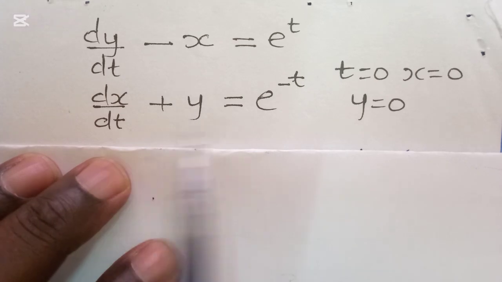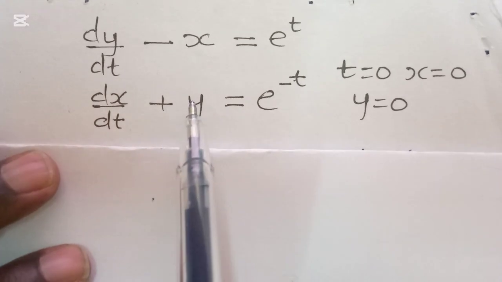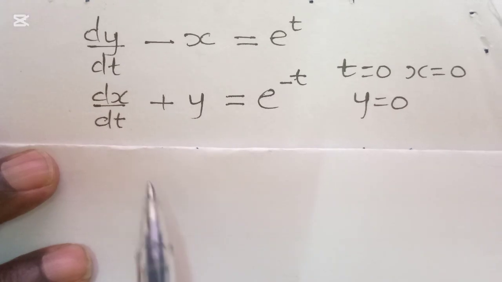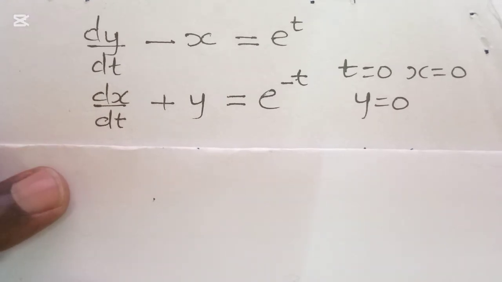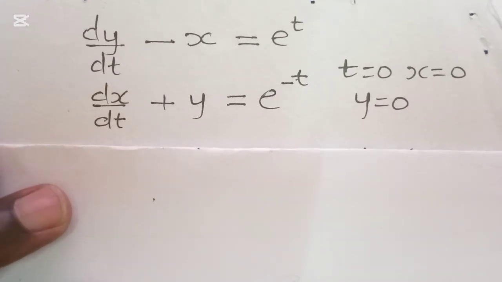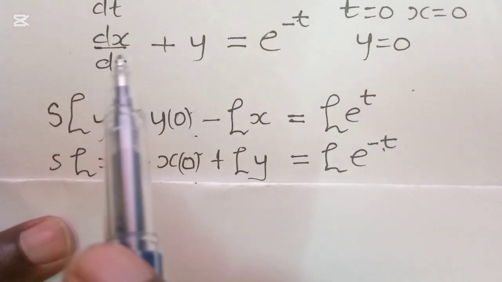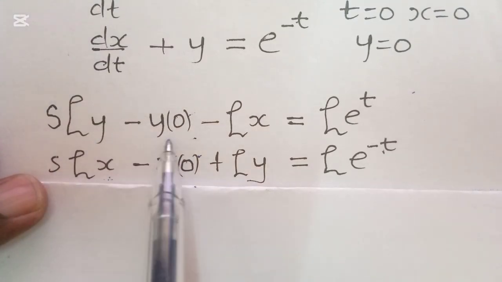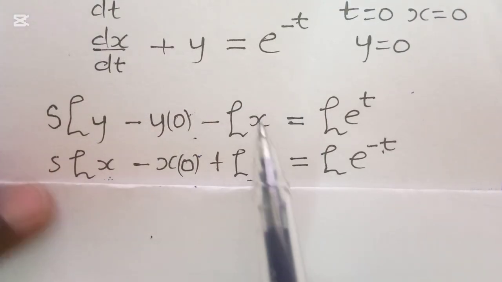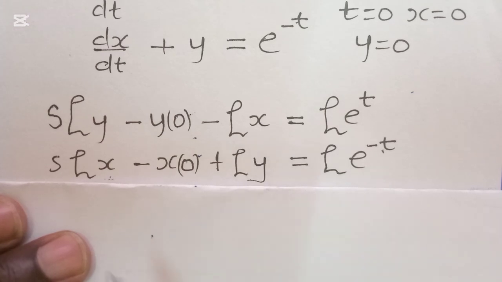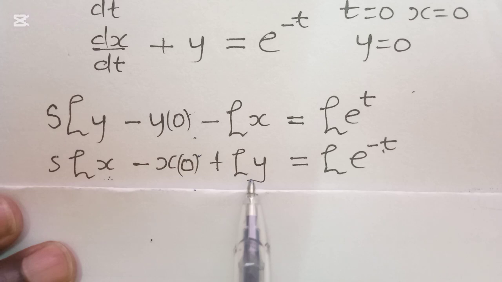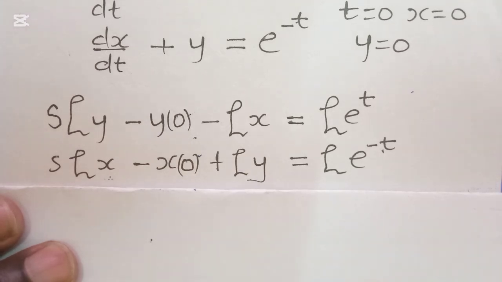So guys, we have the question here. The first thing we are going to do is to write all these into Laplace transform. Convert them to Laplace transform, and when we convert, this is what we get, guys. The Laplace transform of dy/dt is given by that, and the Laplace transform of x is given by that. Likewise for dx/dt, and for y it is the Laplace transform of y.